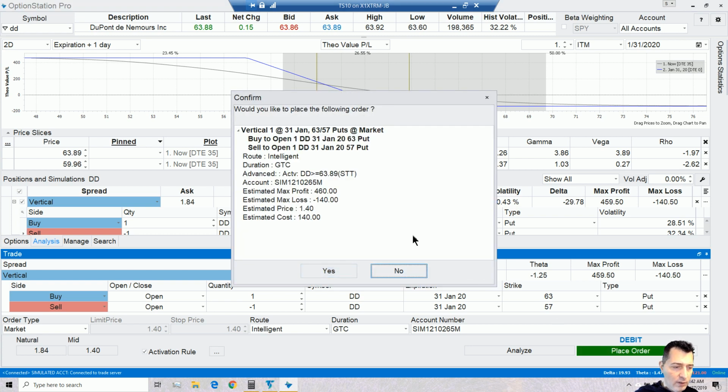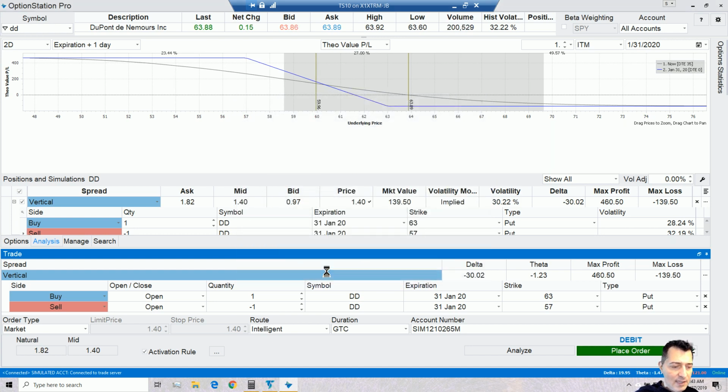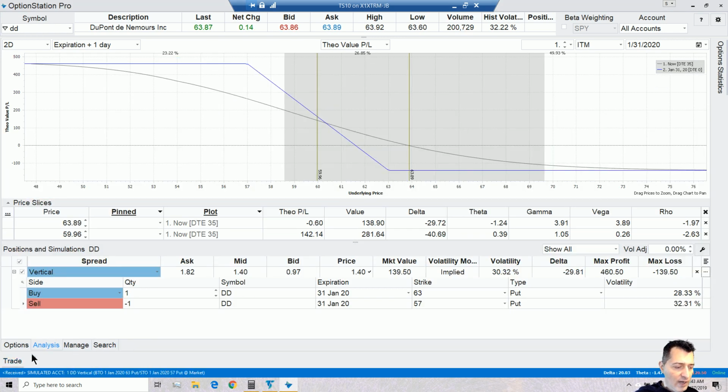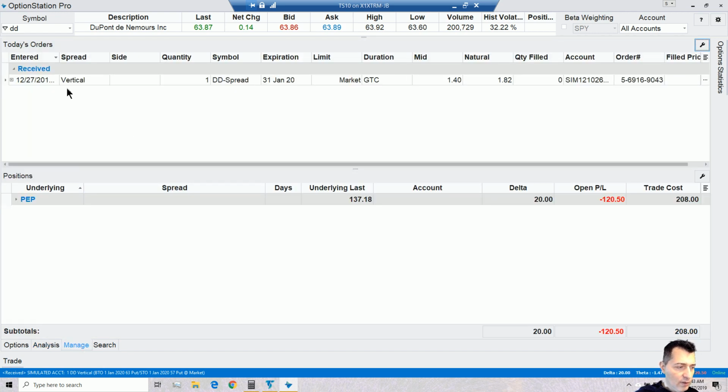So place order, quick verification. We are buying the 63 put expiring 31st of January, selling the 57 put expiring 31st of January. We're doing it only if DD is equal or above $63.89 per share for the underlying stock. The answer is yes, I am willing to take this trade. The order has been placed. I got the order here in the manage section.